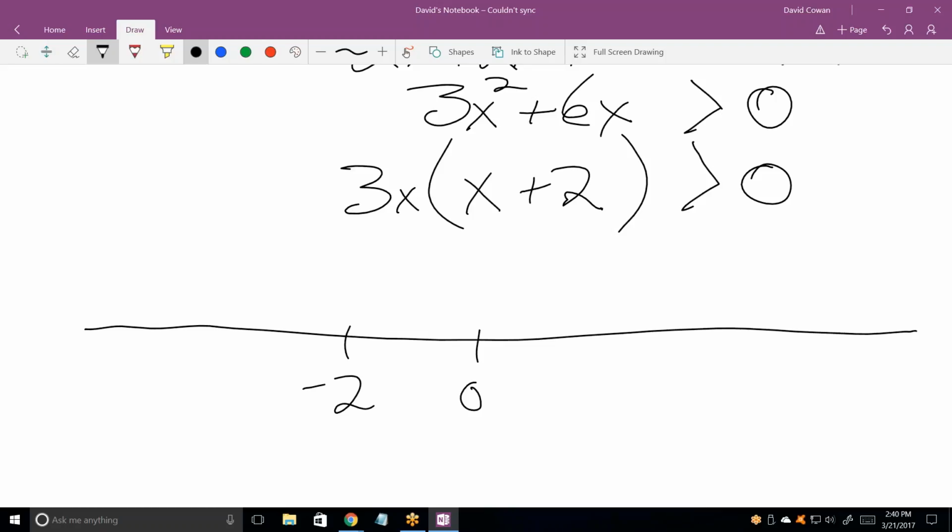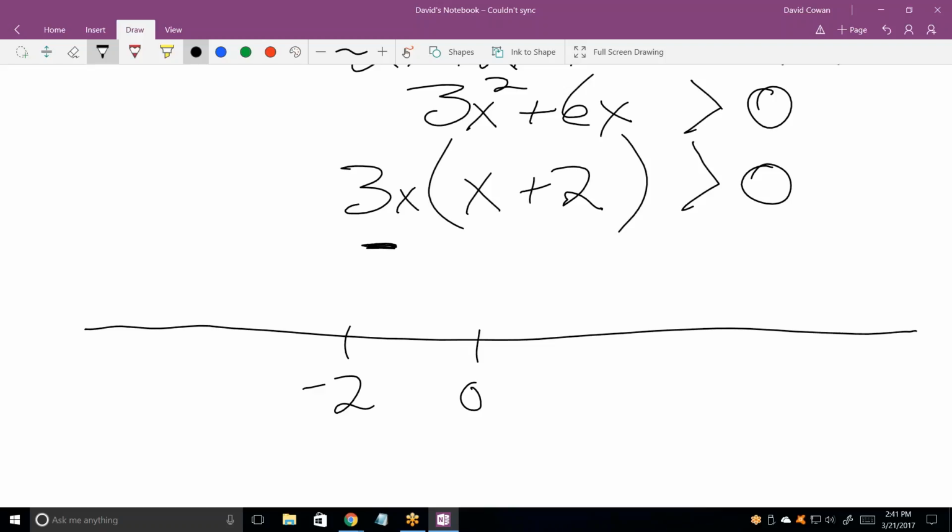Pick a point to the left of -2. -3. Okay. What's this 3x term when you pick minus 3? Is it negative or positive? If I plug in minus 3 for x, I get a negative right there. And I don't really care what the number is. I only care what the sign is. Any negative number that I plug in is going to make that negative.